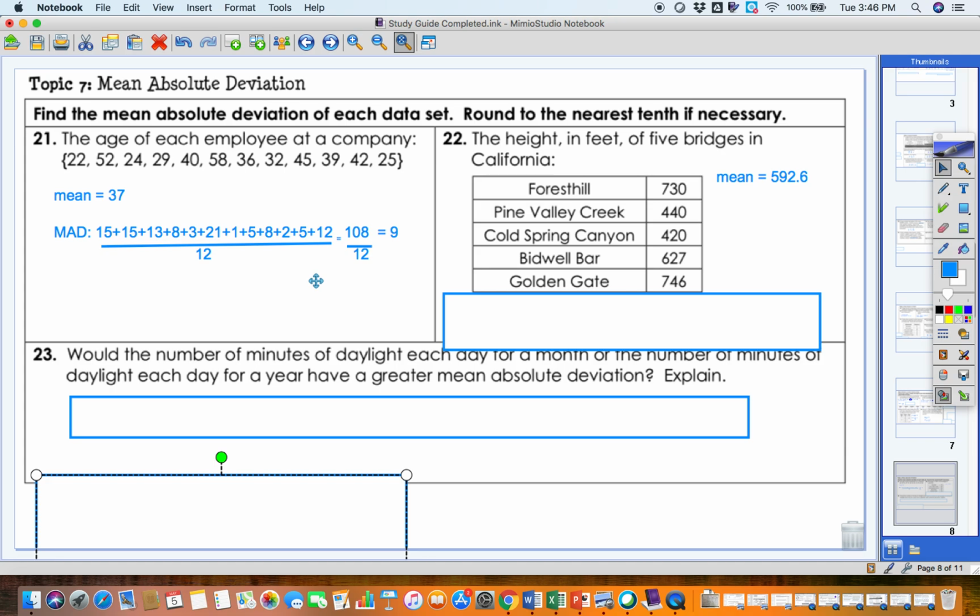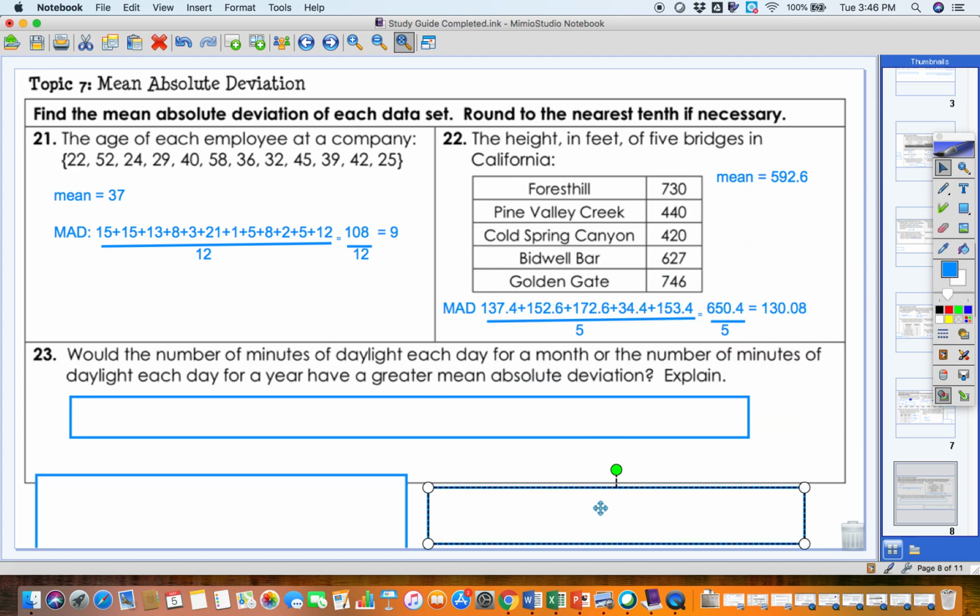On number 2, I have the height in feet of 5 bridges in California. When I find the mean here, I get 592 and 6/10. So again, I subtract all of these data points from 592.6 and take the absolute value of all of those numbers, and I get 137.4 plus 152.6 plus 172.6 plus 34.4 plus 153.4, and I have to divide all of those by 5 because I want to take the average of the absolute value of the differences.